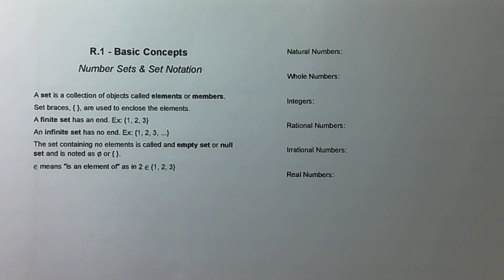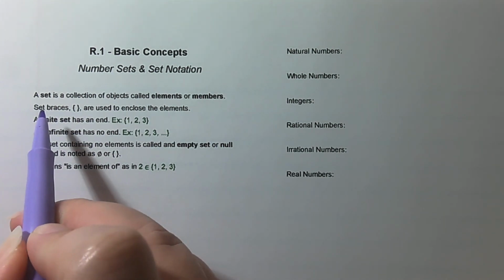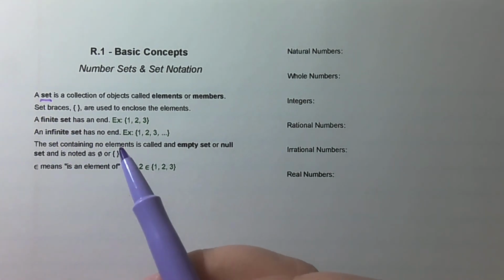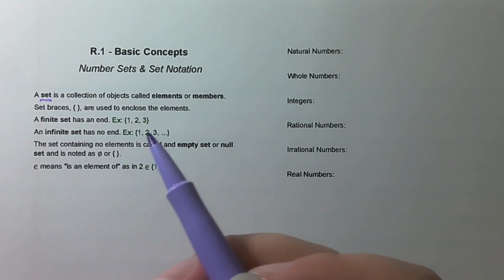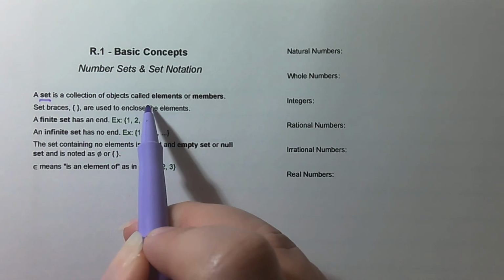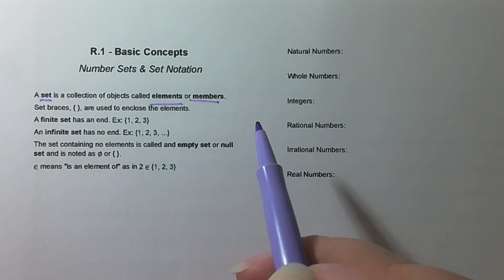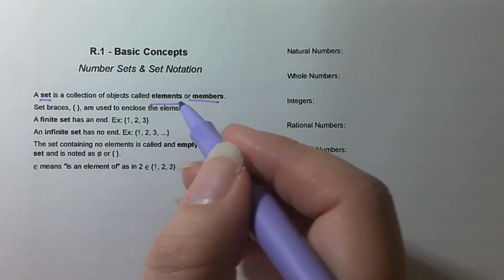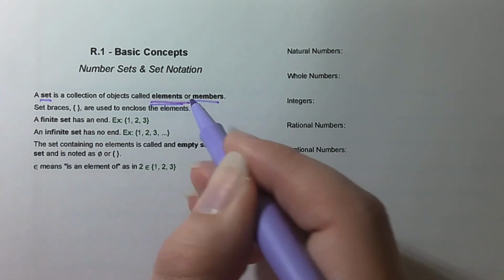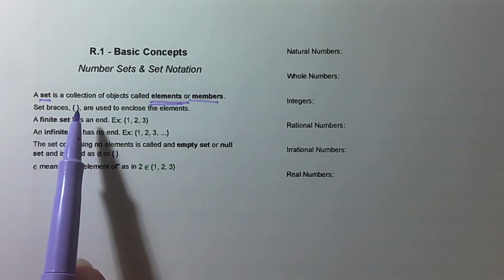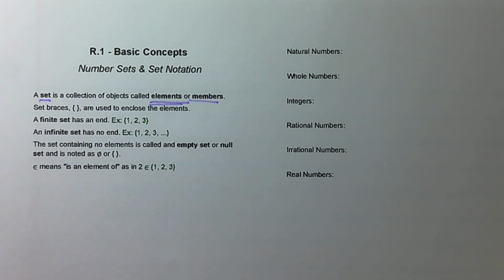Some vocabulary terms to look at. A set is simply a collection of objects, and we can refer to those objects as either elements or members of that set. So the braces, the little curly braces, are what we use to enclose those elements.